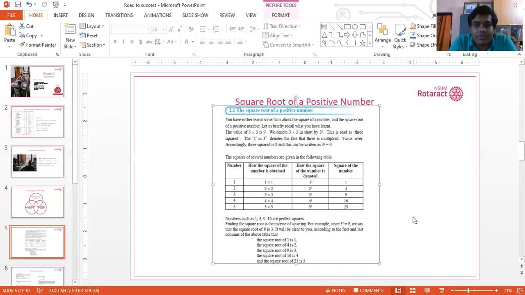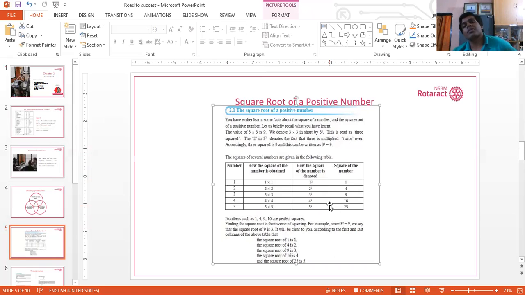You have earlier learned some facts about square of a number. The value of 3 into 3 is 9. We denote 3 into 3 in short by 3 squared. This is read as 3 squared equals 9. Basically that. Anyways, let's look at the square numbers.